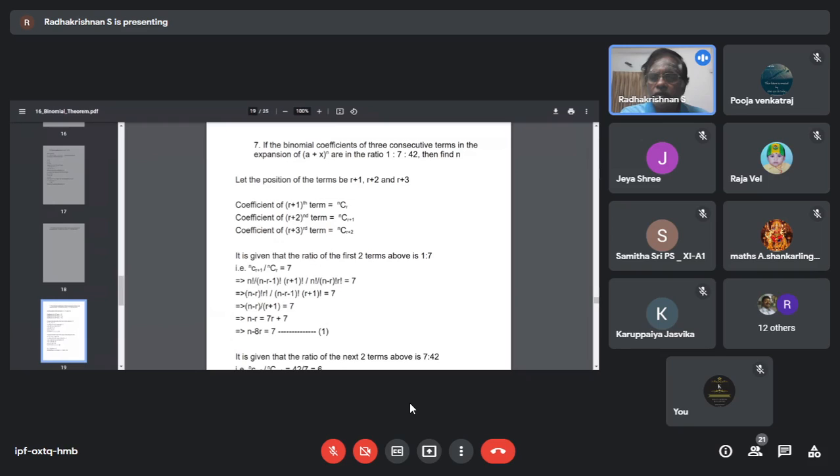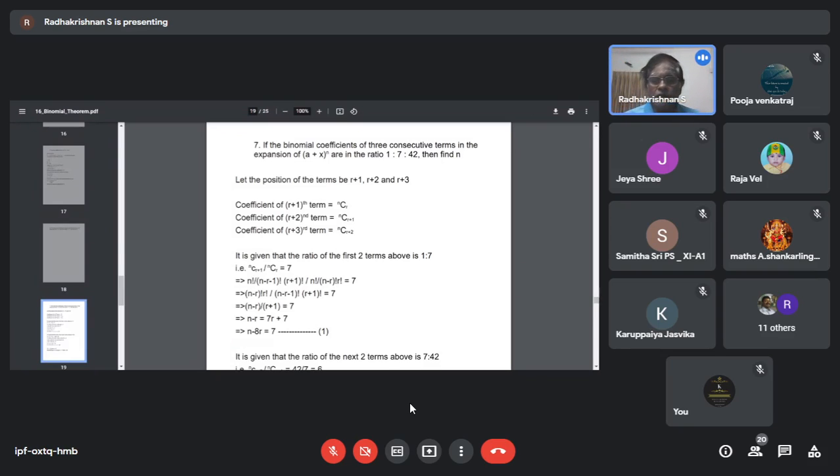In the same way, the next two terms are in the ratio 7:42. We have to take r plus 2 and r plus 3, because then the nCr calculation will be easy. If you take 1:42, that is r plus 1 and r plus 3, the nCr calculation will become a little tough. So for the next one, take the ratio of the next two terms as 7:42, that is nCr plus 1 and nCr plus 2, and the ratio is 7:42.